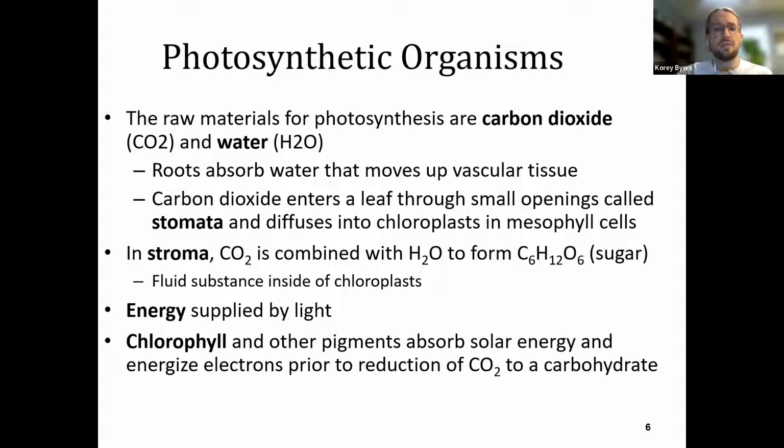Chlorophyll and other pigments absorb solar energy and energize electrons prior to the reduction of carbon dioxide to a carbohydrate. At the end of last chapter, we learned that reduction means gain of an electron. So what we're doing here is taking carbon dioxide and water, using an energy source supplied usually by sunlight, and then using that to energize electrons. When we energize them, we don't want to waste all of that, so we store them somewhere. So something has to store those high energy electrons, and we end up storing them in these carbon compounds, and that makes our carbohydrates.